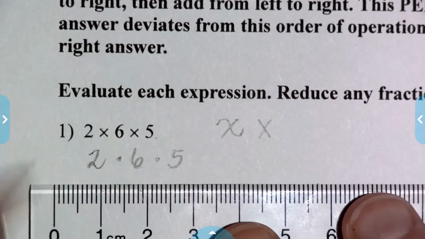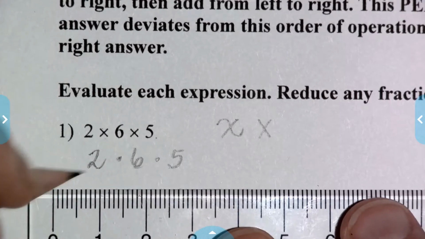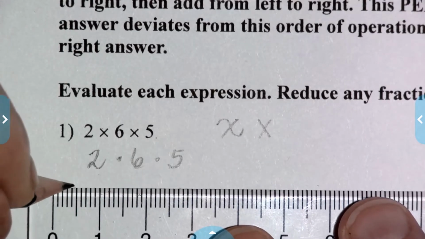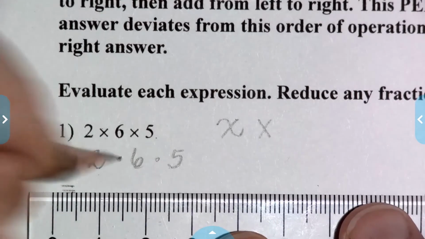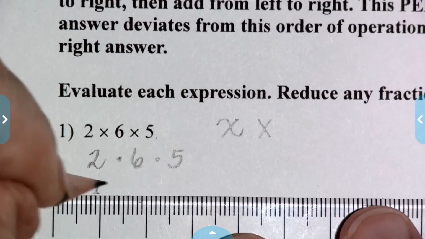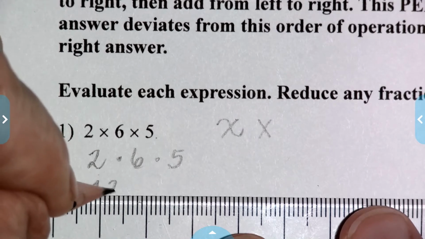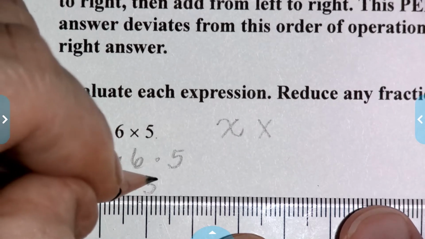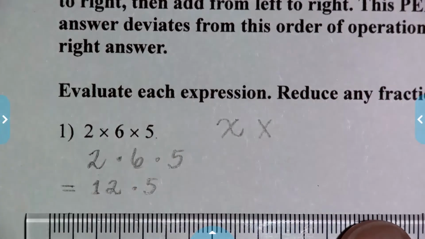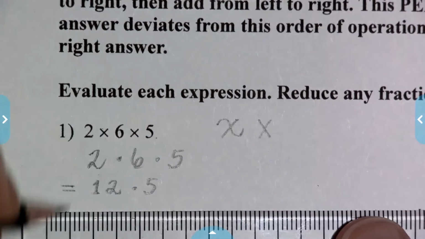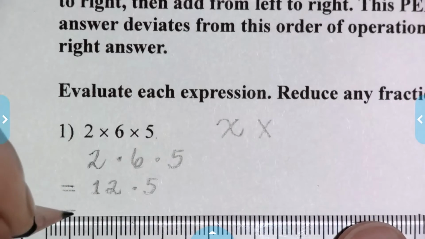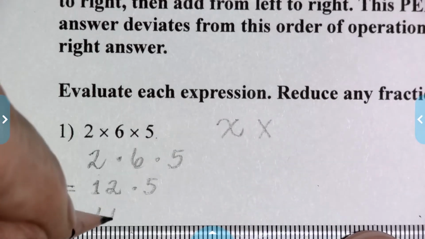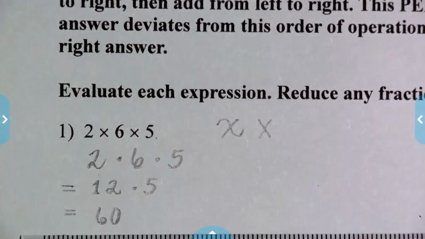Anyway, all right, 2 times 6 times 5. So first I'm going to do 2 times 6, which is 12. So this equals 12 times 5. And notice how I'm showing this intermediate step. Okay? We never do anything in our heads. We write it down. And 12 times 5 is 60. Okay? So there's the work for number 1.